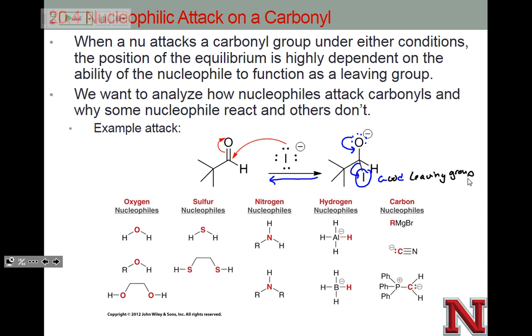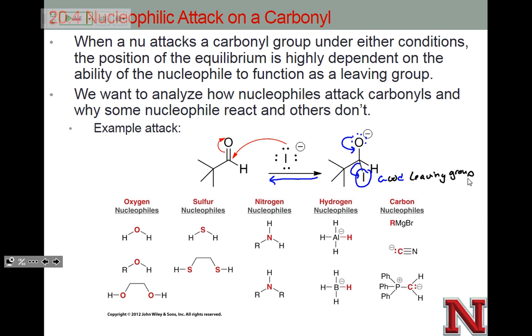Hydrogen isn't a good leaving group. Carbons aren't good leaving groups. So this won't happen. That would take too much energy. In theory, all reactions are reversible, but if our leaving group isn't good enough, the activation energy to do that reversible reaction is too high. So it's not going to happen. So hydrogen and carbon nucleophiles, that's typically what we have to contend with.